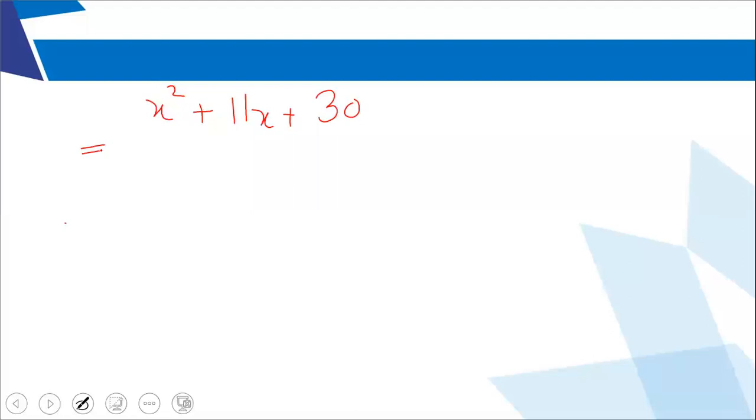Now, Ojait, you answer, how am I going to split 11x so that I get plus 30x square? 5x and 6x. Very good. Excellent. So x square plus 5x plus 6x plus 30.